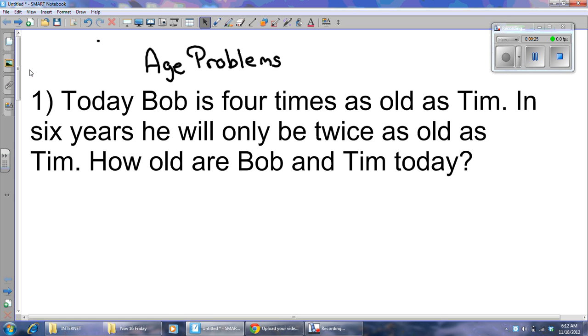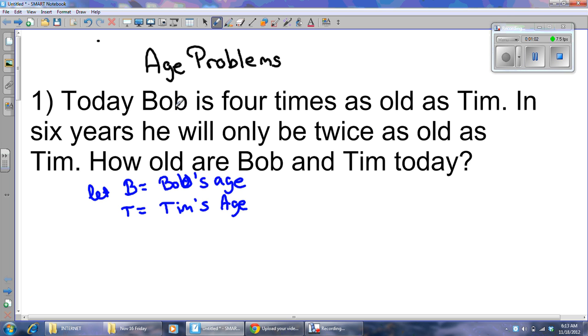All right, so I'm going to model this for you. In class tomorrow, you'll be doing lots of age type problems. So let's see here. Today, Bob is 4 times as old as Tim. I'm going to stop right there. I see an equation sitting there. First of all, I'm going to let B equal Bob's age. And then T, of course, is going to be Tim's age.